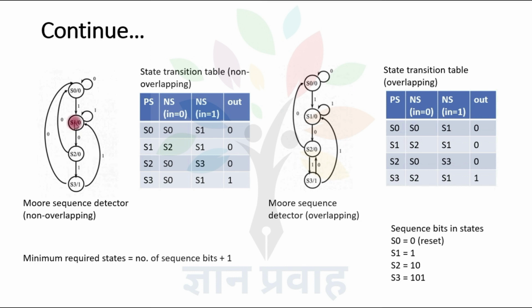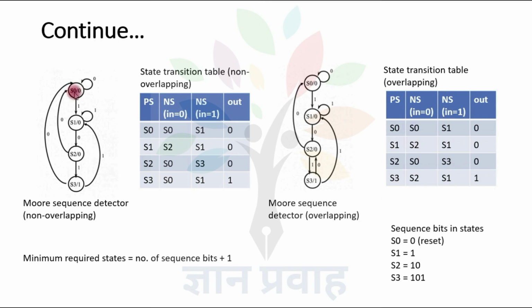This state diagram is the Moore sequence detector for the non-overlapping working method. There are 4 states: S0, S1, S2, S3. Within the states, we have mentioned the output values: 0 here, 0 here, 0 here, and 1 here, because in state S3, we received the desired sequence, that is 101. S0 is the initial state or reset state.